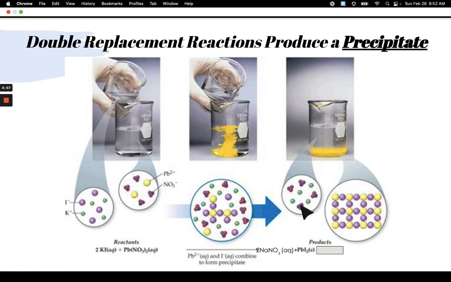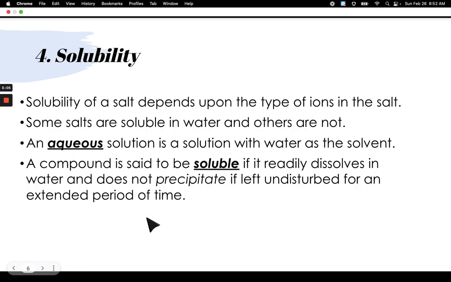But one of the products of a double replacement will be a solid that we can actually filter out, and that solid is called a precipitate. All right, so going on, let's make sure we understand the terms I've been using. Solubility of a salt depends upon the type of ions in the salt. Some salts are soluble in water and others are not.